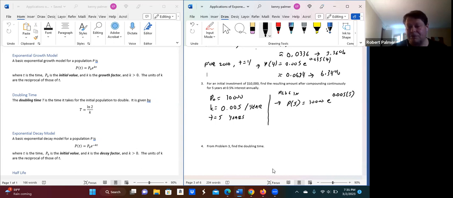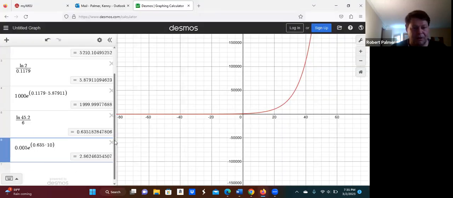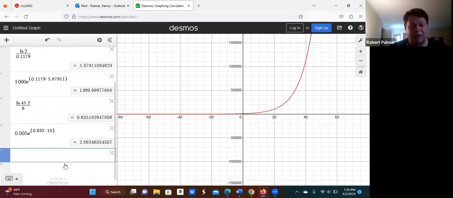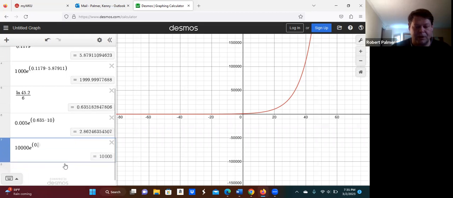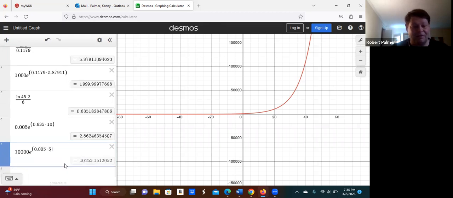Okay. Let's go back to Desmos and we'll figure that out. Let's go down here. So we have 10,000, that's our initial amount. Then e raised to, once I use parentheses, 0.005 times 5. And that is $10,253.15, rounded to the nearest cent. Now, that's not an incredible amount of growth after 5 years. Of course, it's not a very large interest rate.